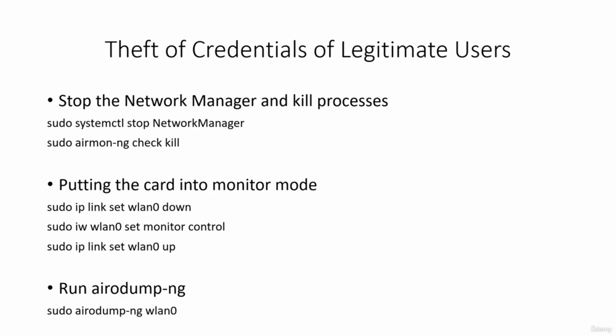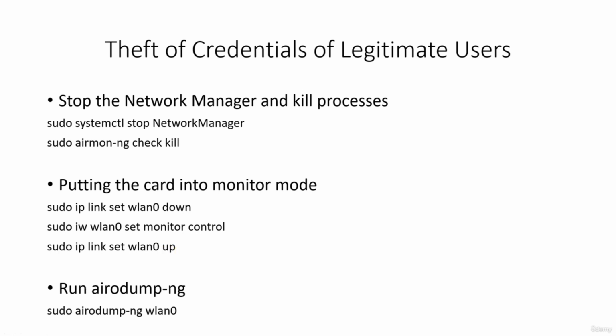First we need to stop the network manager and kill processes that can hinder us, using this very simple command. Next, in the command, if necessary, replace the name wlan0 with the name of your wireless interface, putting the card into monitor mode. This line sets your network interface down, then sets it into monitor mode, and then brings your network interface back up.